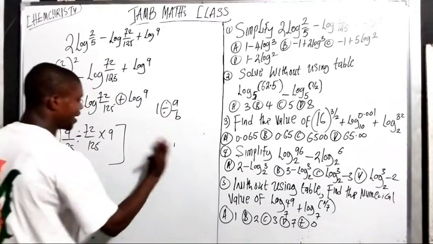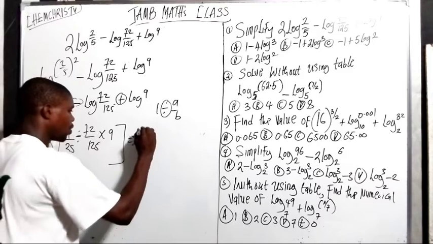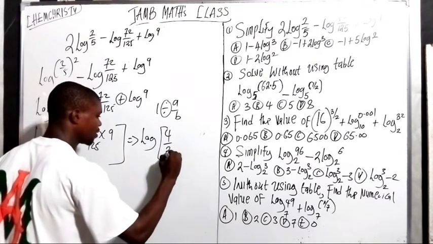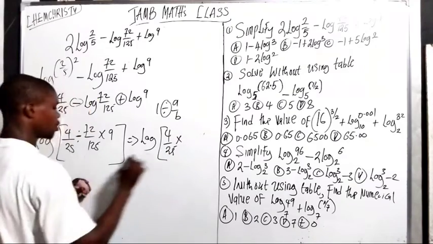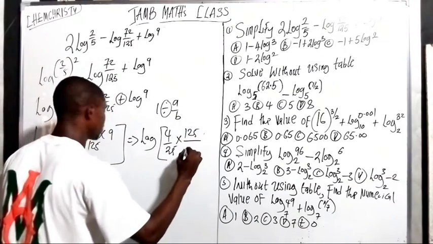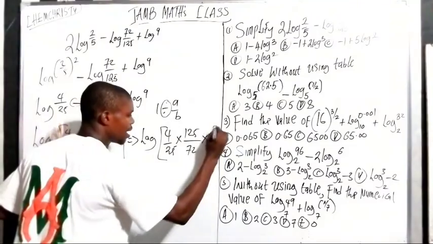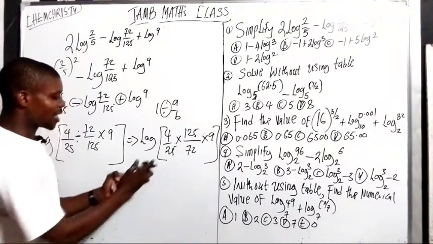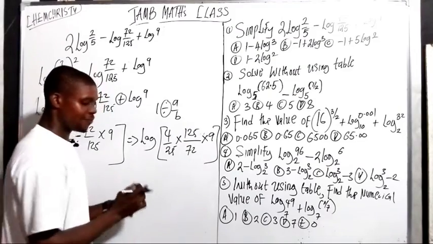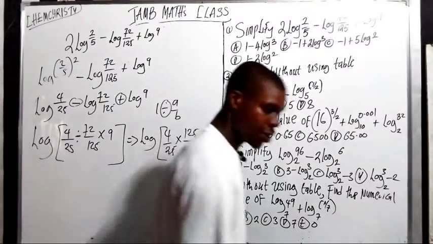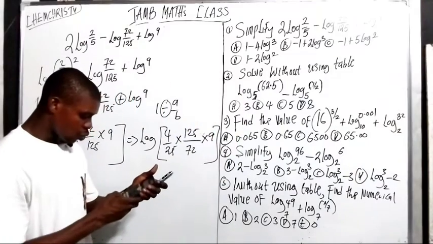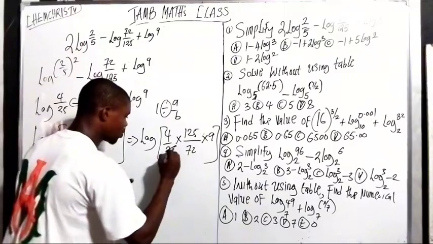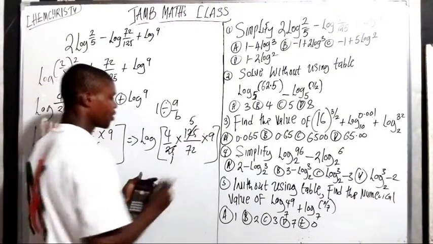The same happens here. It's going to be log of 4 over 25 times 125 over 72 times 9. Can you see that? So now we can divide them. You can see that 25 going into 125 is 5. So let's do the calculation: 125 divided by 25 is 5. So here we have 1, here we have 5.